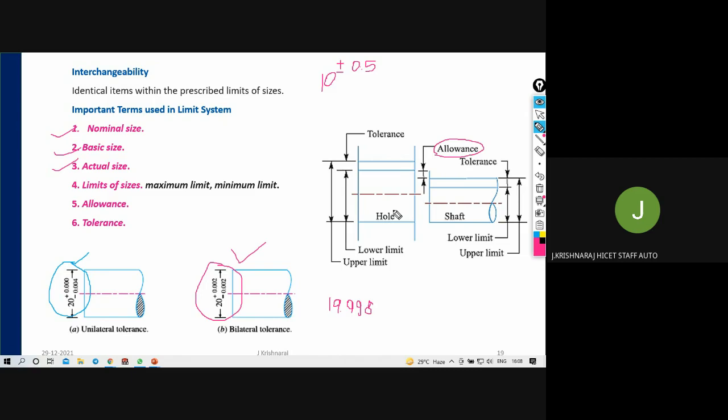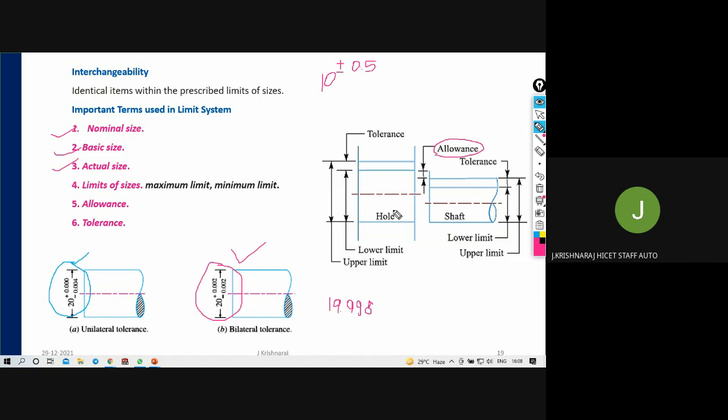You can look at this diagram and identify it easily; it represents the allowance clearly. The shaft is inserted inside the hole. A very good example is a pen and its cap. Between the pen and the cap there is a small gap. That gap is called the allowance. It's a simple example. In a normal refill pen, between the pen and the cap, there is a considerable amount of gap.